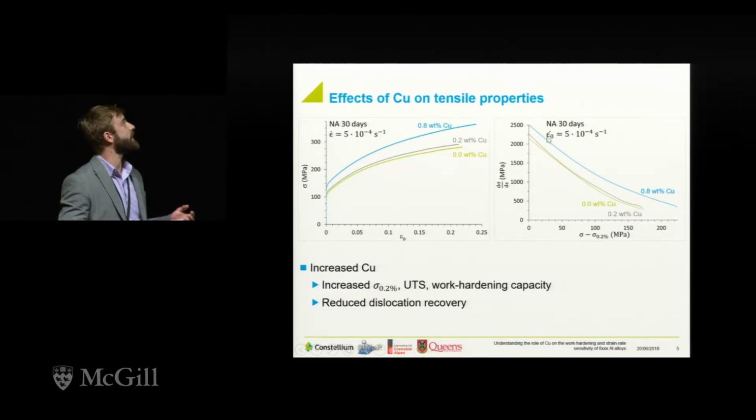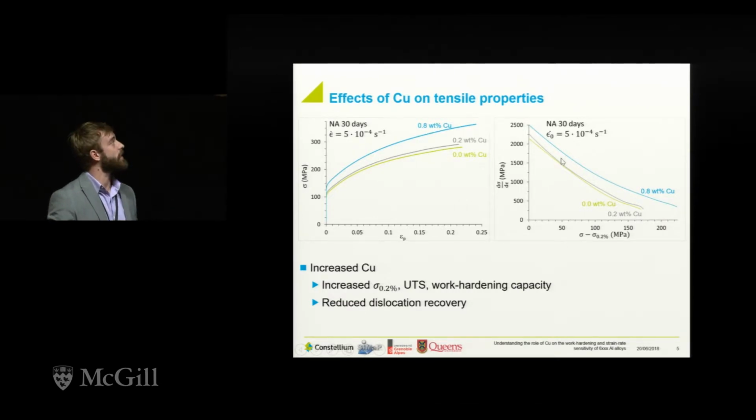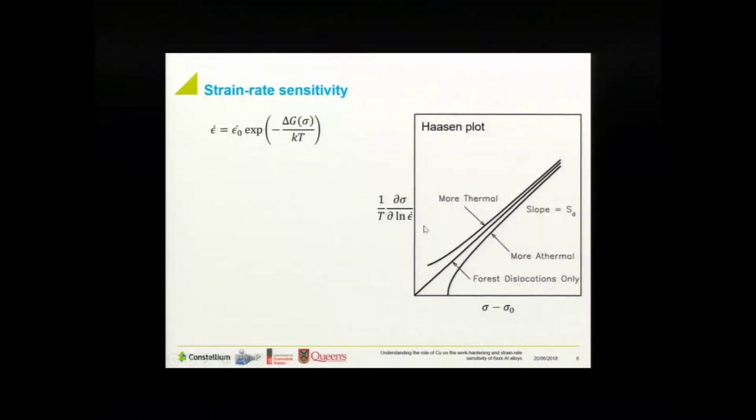So one thing that we can say is that as we add copper into the system, it tends to reduce the dislocation recovery behavior, and this is going to aid us in prolonging the formation of a diffuse neck in these materials. So the part I really want to talk about is looking at the strain rate sensitivity.